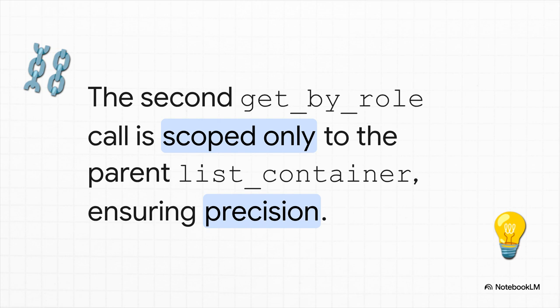First, look how we grab the user menu itself, our stable parent, using getByRole. Then, and this is the magic, we chain our next locator directly onto that list container variable. We're saying, find me the link named settings, but only look inside this container. It's clean, it's readable, and it's not going to break easily.